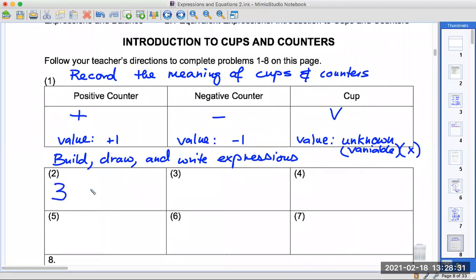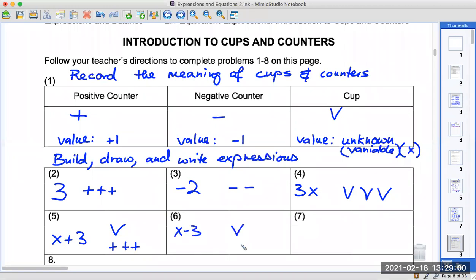So a +3 is 3 pluses. A -2 is 2 minuses. A 3x is 3 unknowns. X plus 3 means an unknown plus the +3. X minus 3 means you have 1 unknown and 3 negatives. And 2x minus 3 would be 2 unknowns, 3 negatives. That's how you build these.